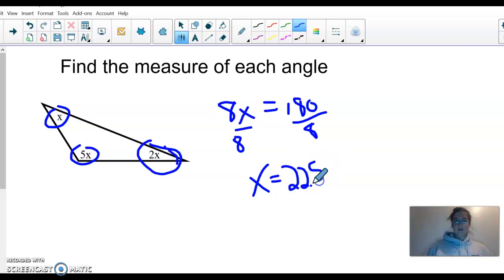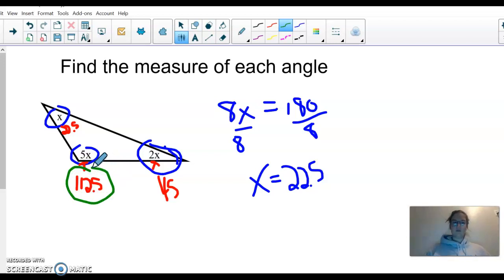Now you're not done yet because that's just one x. So you know in fact that this angle is 22.5. But this angle right here is 5 times 22.5. So 5 times 22.5 is 112.5. And then this one is 2 times 22.5, which is 45. And from the 112.5, you know that this is an obtuse triangle.